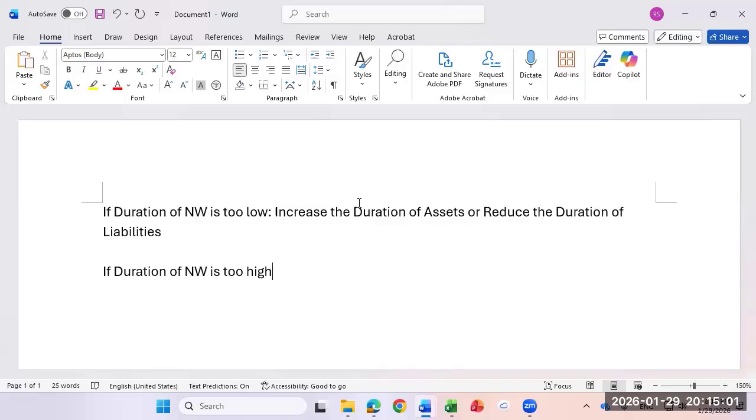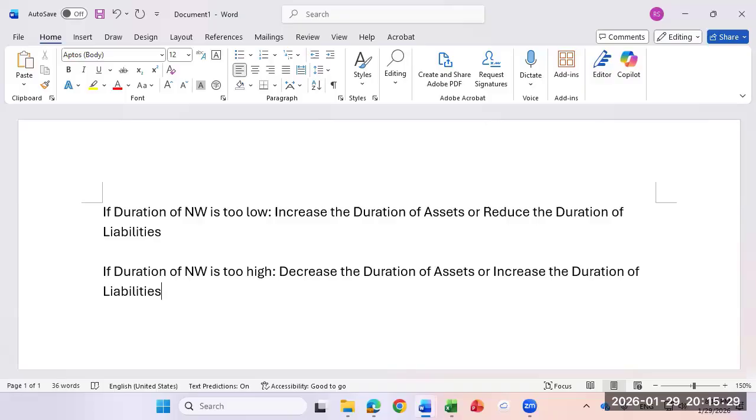In our case, the one we just did was 6.43. If the duration of net worth is too high, you need to decrease the duration of assets or increase the duration of liabilities. You want to be thinking this before you get to the second part of the problem where you're going to mitigate the risk. You've got to know which side you're trying to manipulate.